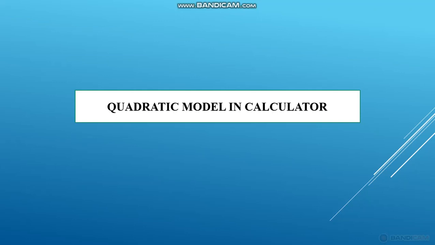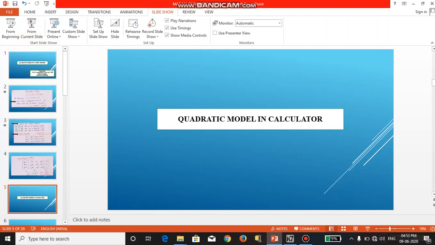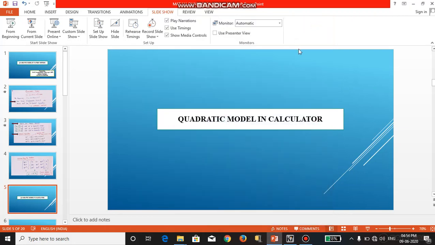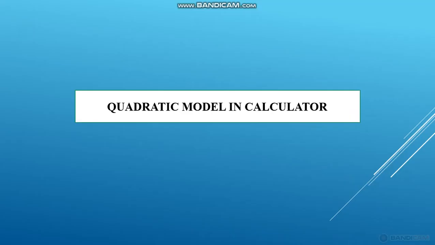And next we are going to see how to find the quadratic model in the calculator. That is a scientific calculator. By using a scientific calculator, we can directly get the parameter values.